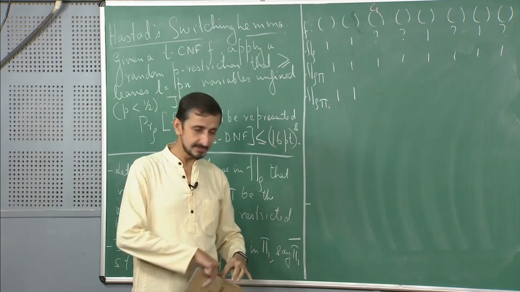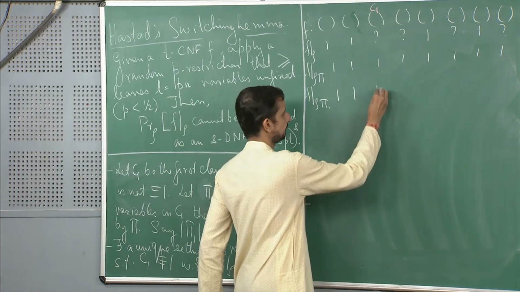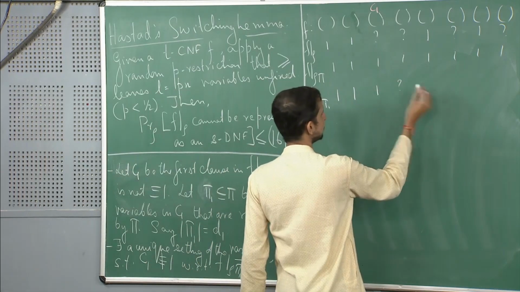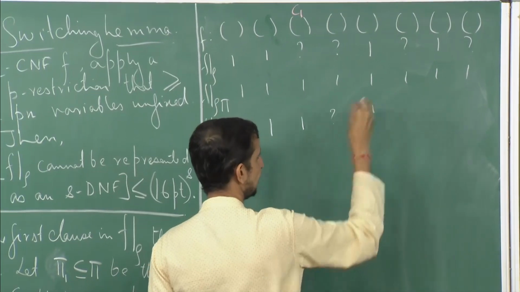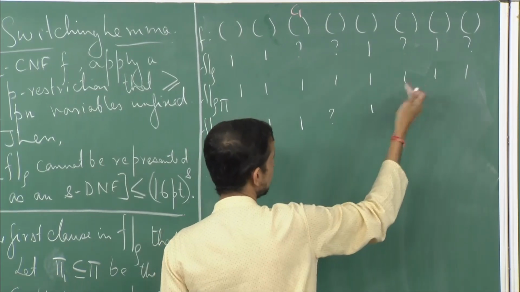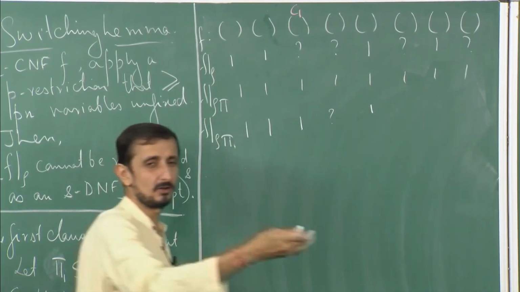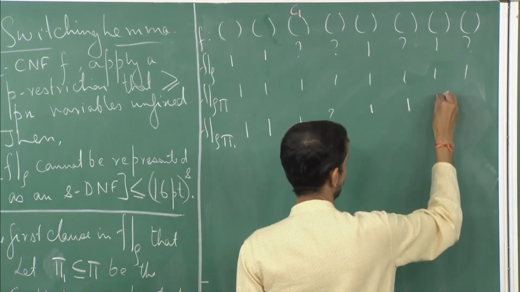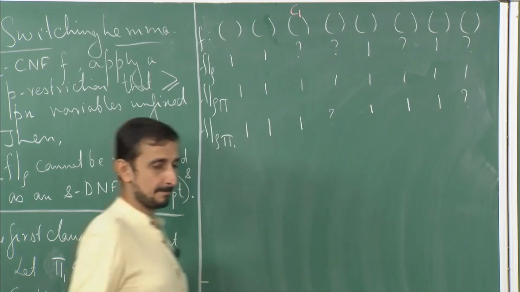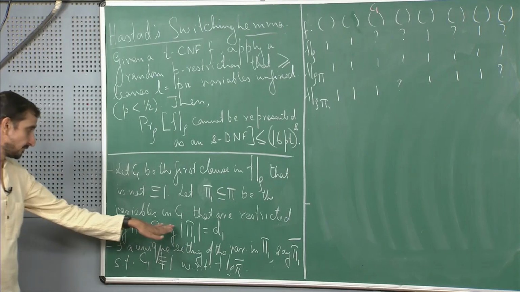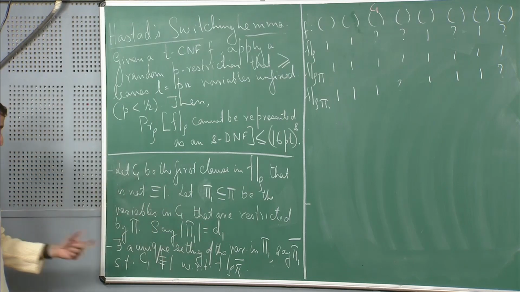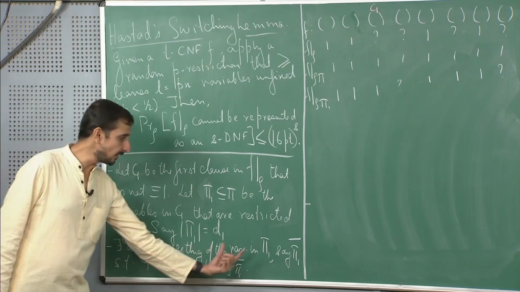C1 becomes 1 just by the definition of pi 1. And later on, maybe this is a question mark, whatever was 1 anyway remains 1. This one maybe some other clause might also get set to 1, let us say this also gets set to 1 and this remains a question mark. So, this is our pi 1 and let us say the size of pi 1 is some d1. Now, what is pi 1 bar?